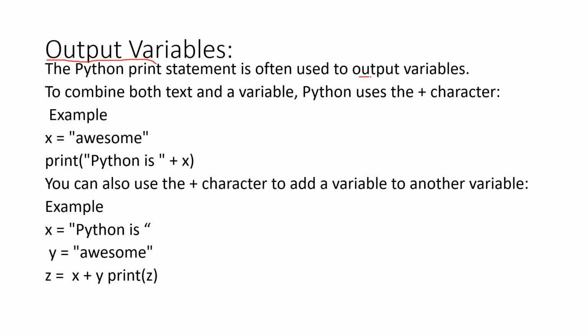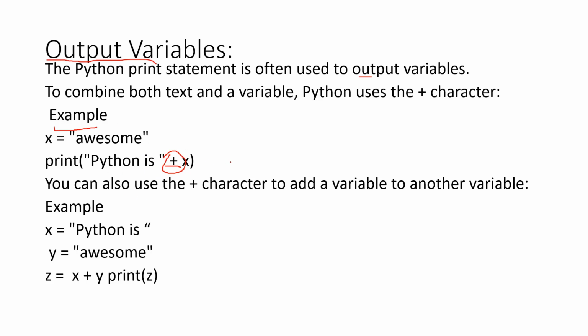Python is for plus character. Example: x equal to awesome. Print Python is plus x, which means here we assign the output variable plus. This plus means awesome plus x, awesome. The output is Python is awesome.